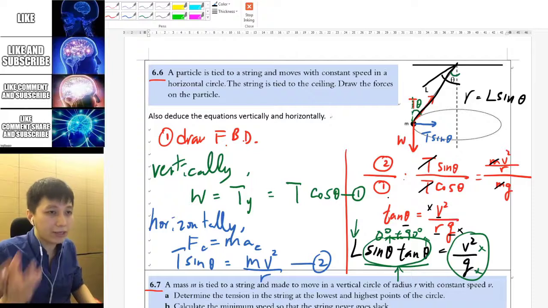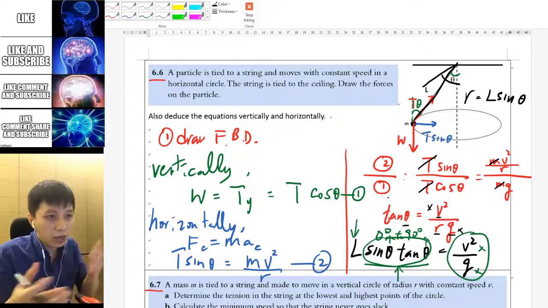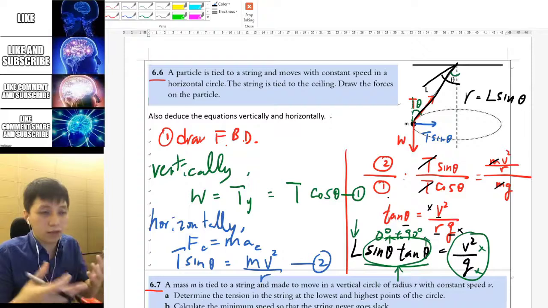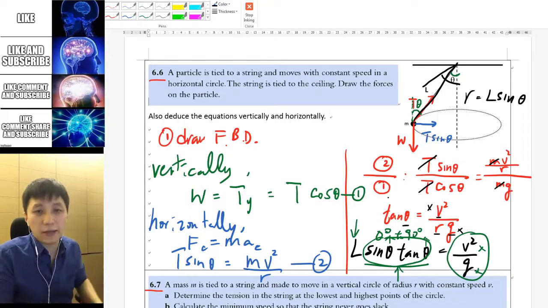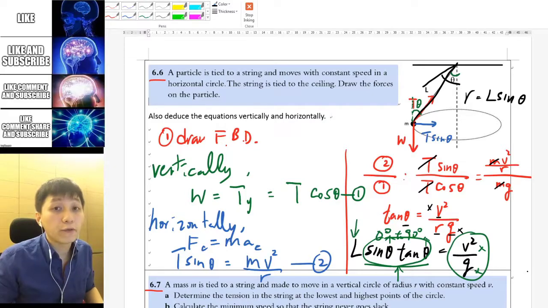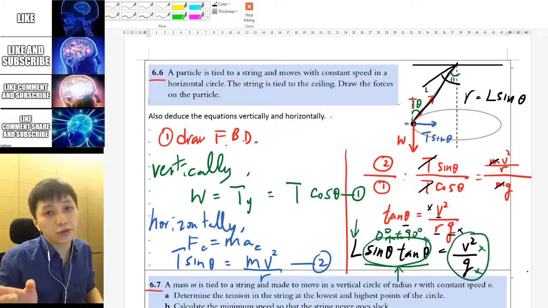But for radius, because again it changes with the angle, you can't really comment on how radius affects the angle because they are just dependent on each other. So that's all for this example and also the question about the flying swing ride.